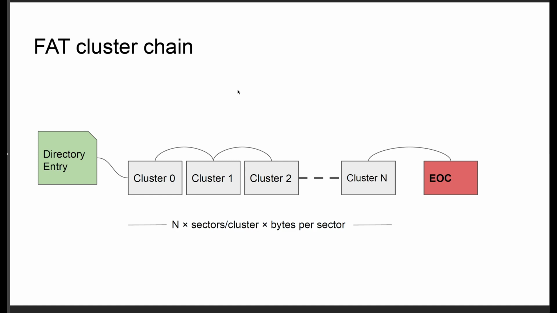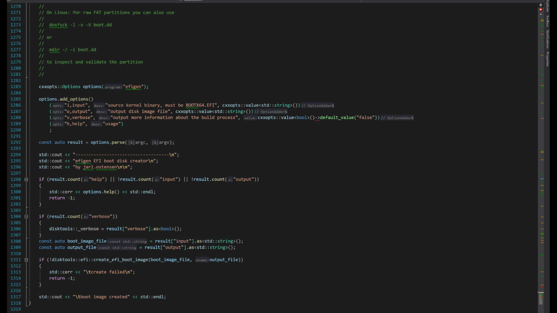Just a brief reminder, files in the FAT file system are stored in a cluster chain. A directory entry points to the first cluster, which points to the next cluster, and the next cluster, up to the nth cluster, and then the nth cluster points to a cluster entry, which is EOC, or end of chain. And the total size of the file is the sum of bytes taken up by all of these clusters. Simple as that. All right, fine. So let's go back to the code.